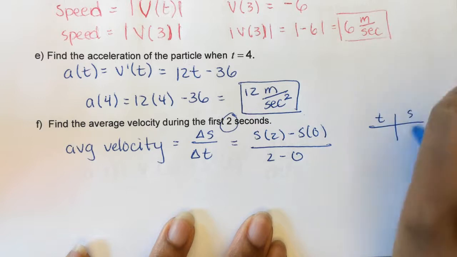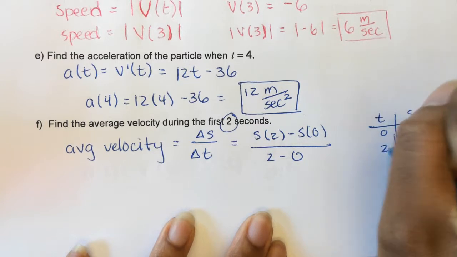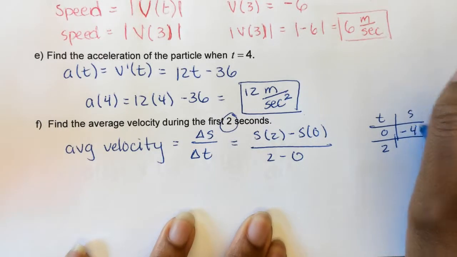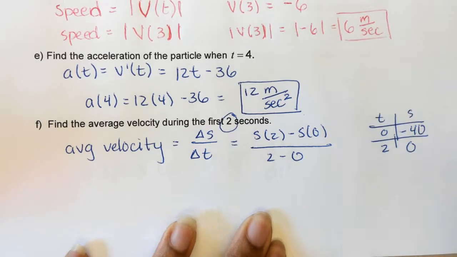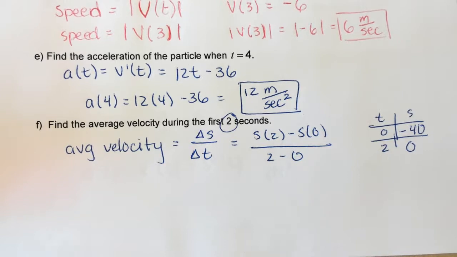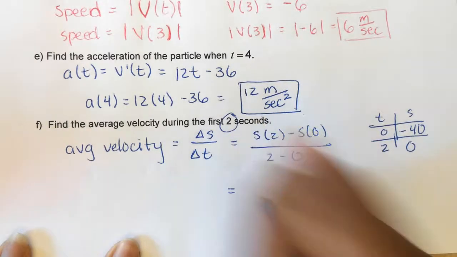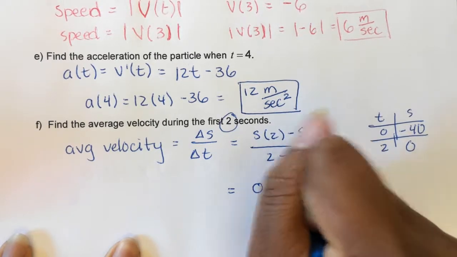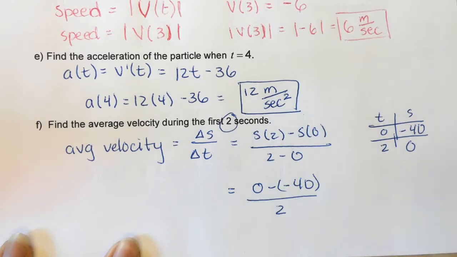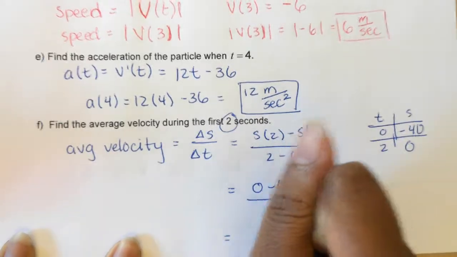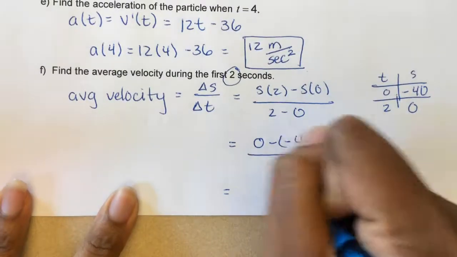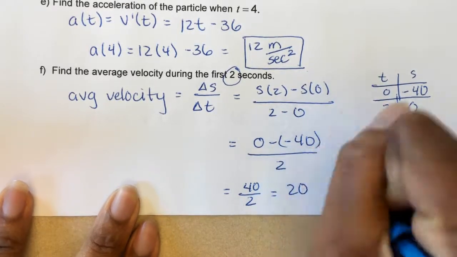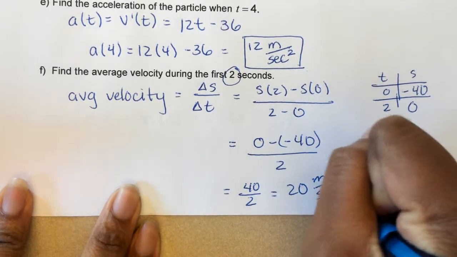When we do that, we get, when we plug in 0, negative 40. When we plug in 2, we get 0. So 0 minus negative 40 over 2. Negative and negative is a positive. So 40 over 2, which is equal to 20 meters per second.